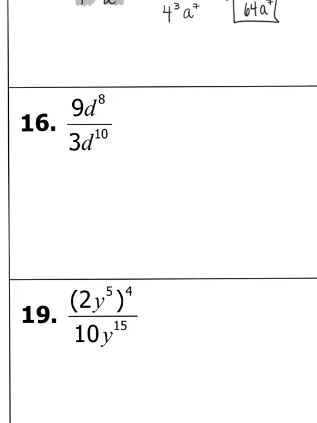For 16, you are just reducing, so 9 and 3 will reduce by 3, making that turn into 1 and this turn into 3. And d to the 8th and d to the 10th will reduce by d to the 8th, so 8 d's cancel, leaving me with 2 d's multiplying in my denominator. So I'm left with 3 over d squared. Again, 8 d's completely canceled. There's 8 d's multiplying up here, 10 d's multiplying down here, and if you start canceling off, you're going to be left with 2 in the denominator.